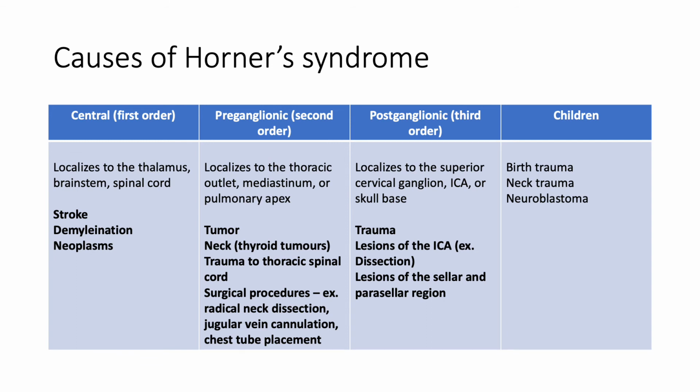And finally, the postganglionic or third order Horners localizes to the superior cervical ganglion, the internal carotid artery, or the skull base. So a dissection of the internal carotid artery, trauma, or lesions of the sellar and parasellar region can cause a postganglionic Horners. In children, things you have to think about is birth trauma, neck trauma, or neuroblastoma.